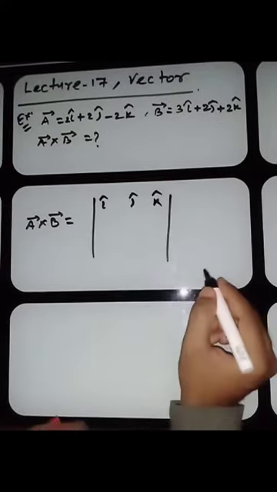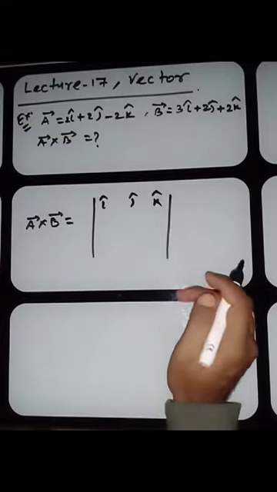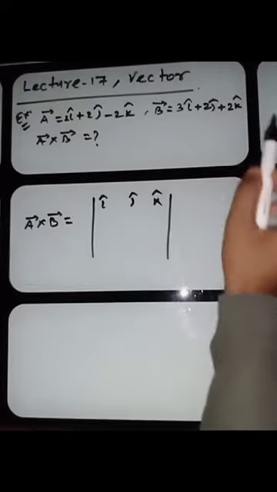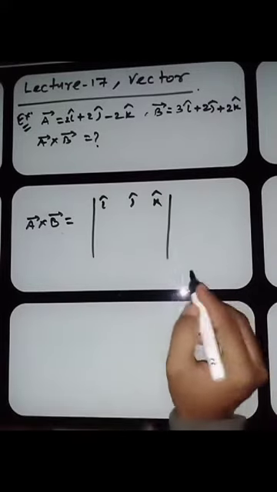Remember, i, j, k. This is the way to find the cross product. i, j, k you will write. Okay. You don't have to see the minus, plus, etc. i, j, k you have to write.